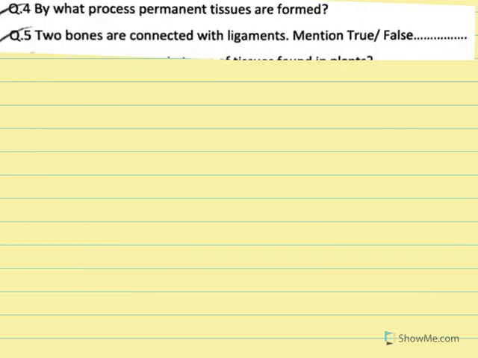Two bones are connected by ligament. Ligaments connect one bone to another bone. It is connected by a ligament, which is a connective tissue.